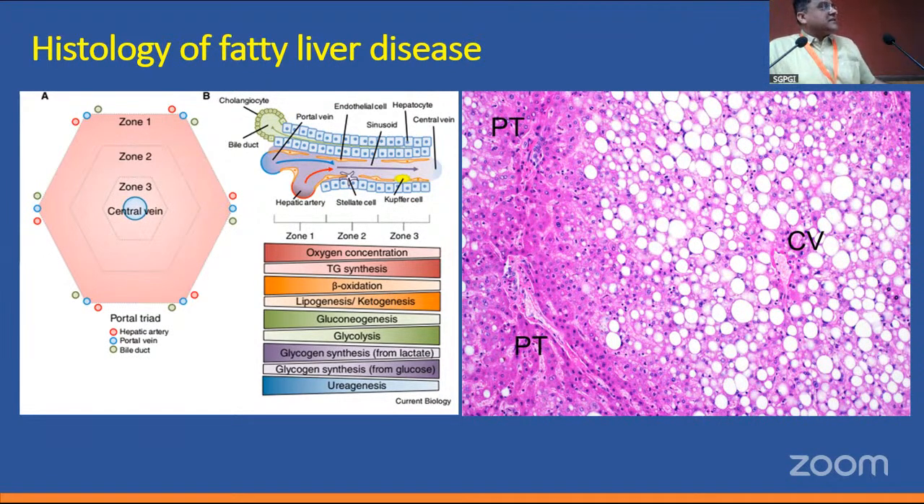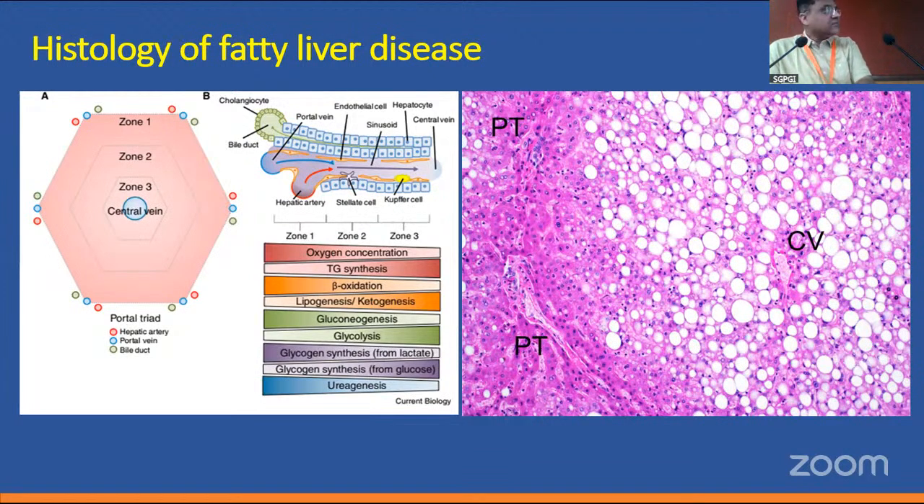Why is it in zone 3? You can see fatty changes because you can see this picture from zone 1 to zone 3. Fatty acid synthesis, triglyceride synthesis is maximum in zone 3. Oxygen concentration is minimum in zone 3. Lipogenesis is maximum in zone 3. So it will lead to fat deposition. That is why fatty liver related disease and alcohol related problems, the histopathological changes are predominant in zone 3 instead of in zone 1.